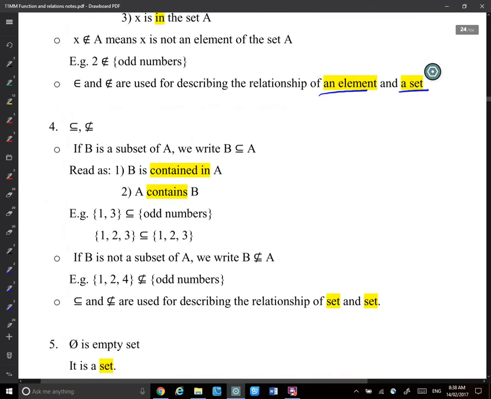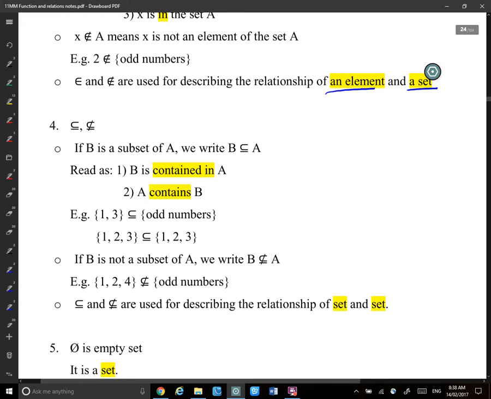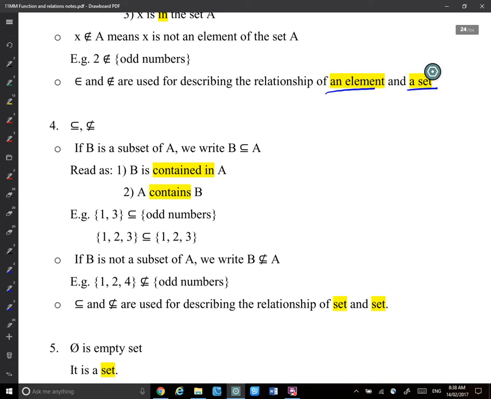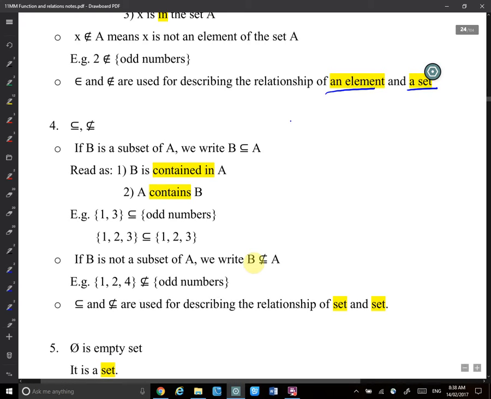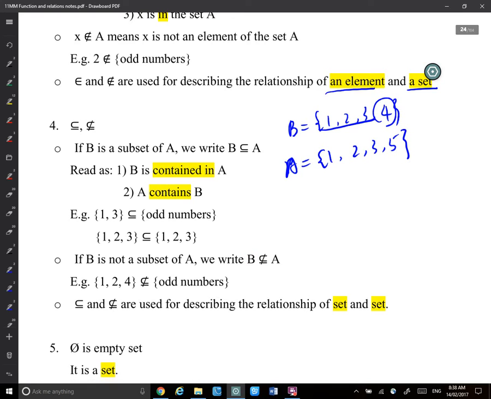And the next 2 symbols are really similar to this one, which are contains and not contains. If B is a subset of A, it means all the elements in B are also in A. So B is a subset of A. For example, if I have set B equals {1, 2, 3, 4} and set A equals {1, 2, 3, 5}, 1, 2, 3 are in set A, but 4 is not in set A. So B is not a subset of A, because B has one element which does not belong to A.